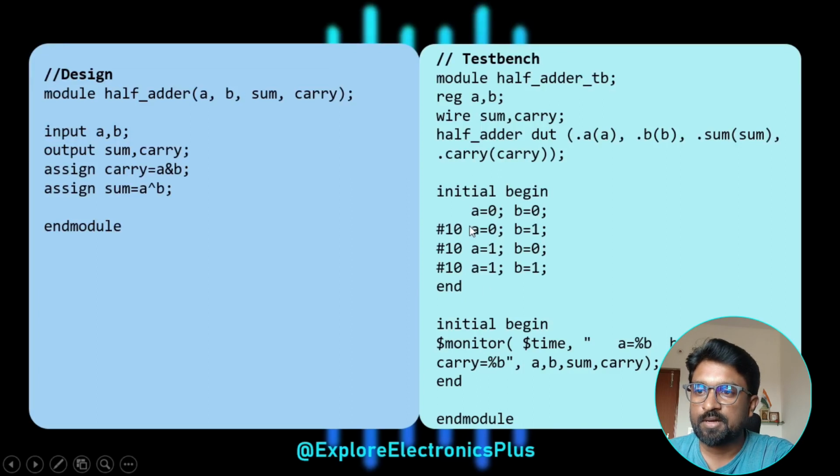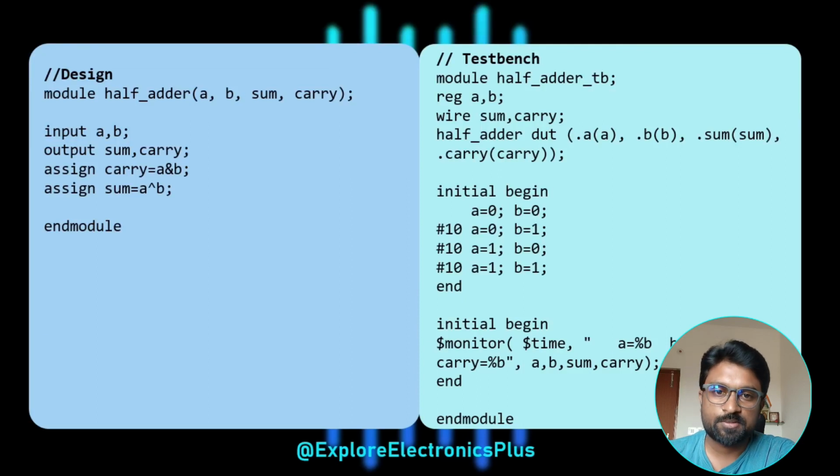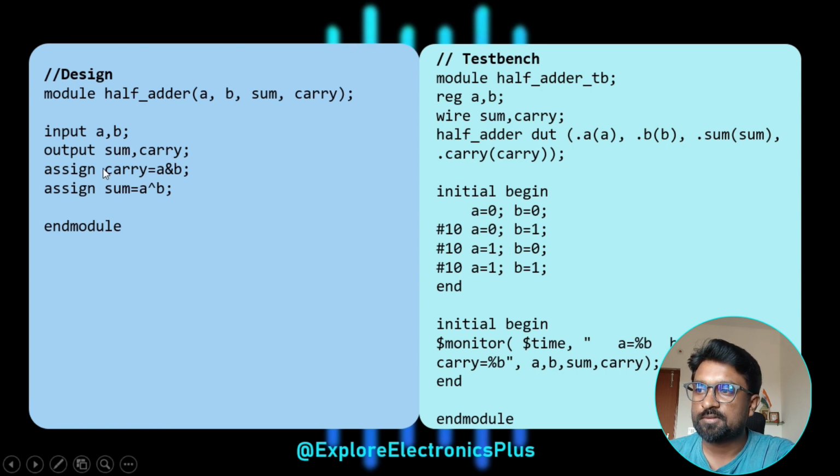And here I have given only 4 delays and only one initial block. Your test bench may contain multiple initial blocks, and if any clock is there, we need to generate the clock over here. You can give different sets of inputs, and also you can randomize the inputs in the test bench. So this is some introduction to Verilog. With this you can start writing Verilog code and implement any of the designs using data flow description.